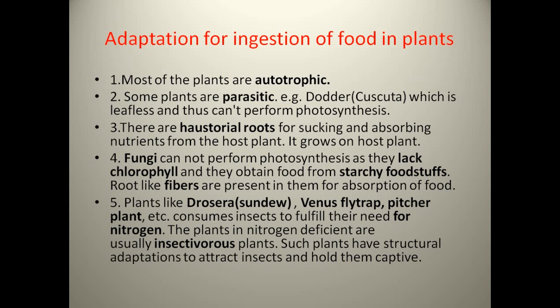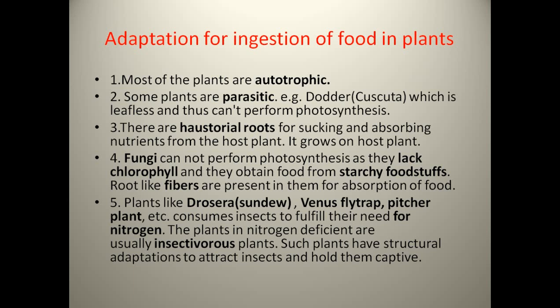But what happens when insects sit on these plants? They usually trap those insects, and they use the trapped insects for their nutrition. So that's why the example for this type of plant is Cuscuta or dodder. It has haustorial roots for sucking and absorbing nutrients from the host plant. It grows on the host plant.